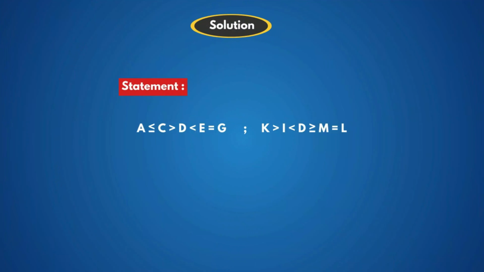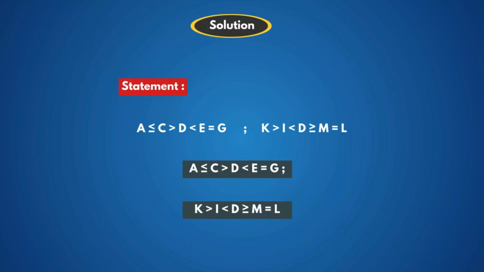Let's see the solution. Here in the question, there are two statements. A less than or equal to C greater than D less than E is equal to G and K greater than I less than D greater than or equal to M equal to L. Let's check with the conclusions.